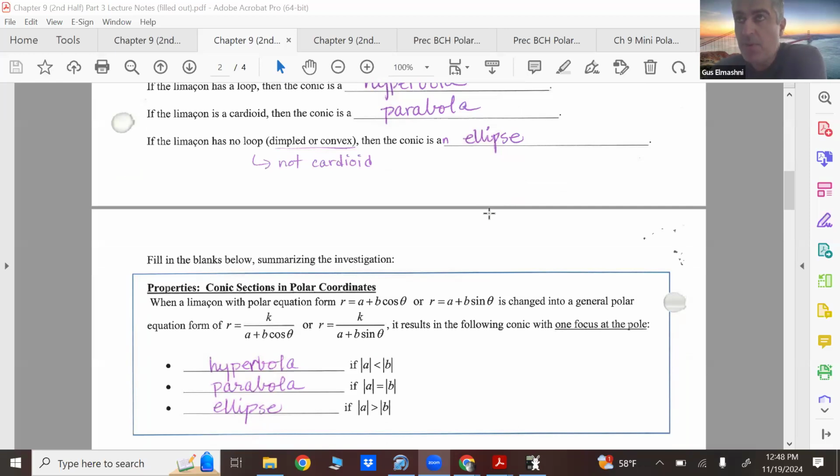Okay, so there'll be one. So the focus, remember we talked about focus for parabolas, focus for hyperbolas, focus for ellipses. One of the foci will be at the pole. And again, if absolute a is less than absolute b, it's a hyperbola. If they equal each other, it's a parabola. If absolute a is bigger than absolute b, it's an ellipse. So again, we're just repeating ourselves here. We'll see this in just a moment, and we'll graph both the polar form in Desmos and the rectangular form in Desmos. We'll look at both.